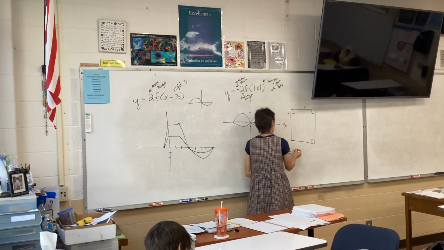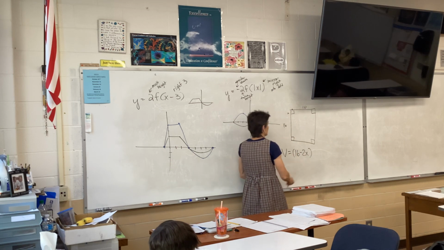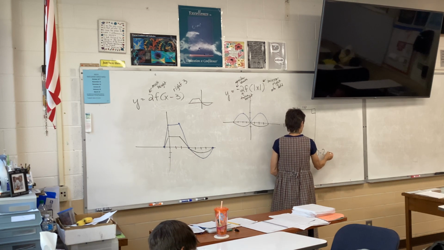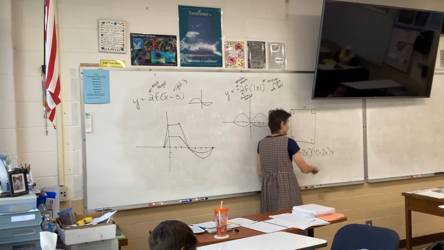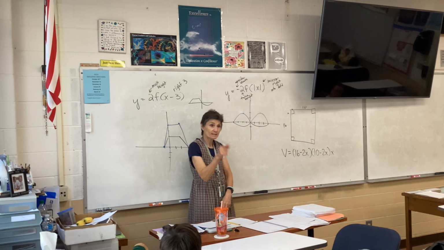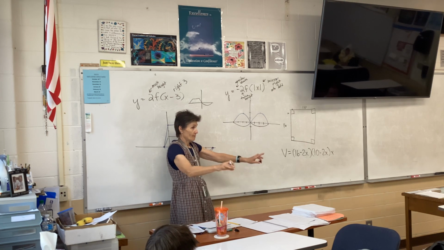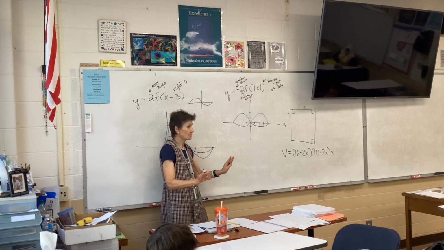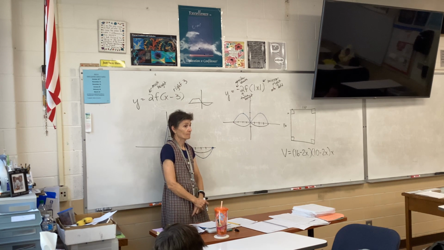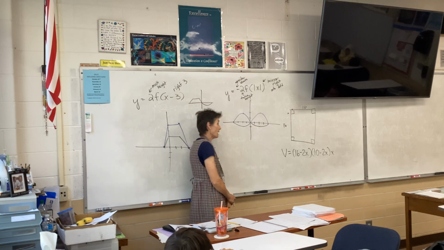16 minus 2x. 10 minus 2x. And then x. Don't forget that x on the end. Length, width, height. Gotta have three things. Done. That's the answer to A. That's your equation for the volume. Don't do anything else to it. That's it. Period. Now, what's the domain?